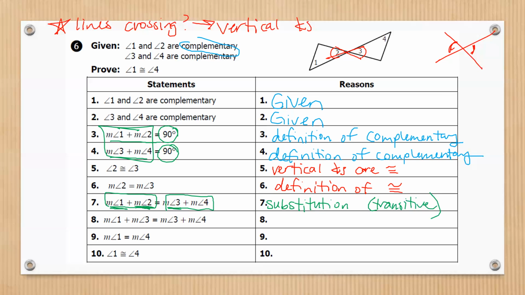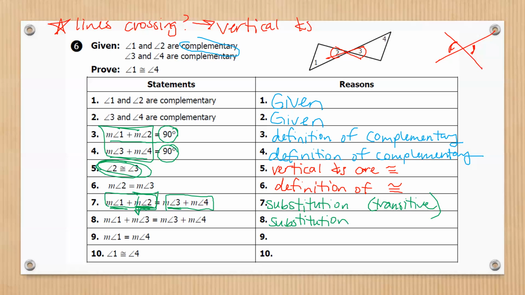All right, so now angle 1 plus angle 2 equals angle 3 plus angle 4. Angle 1 plus angle 3, where'd that come from? Remember, angle 2 equals angle 3. So I can take what angle 2 equals and replace it. So step 8 looks just like step 7, except I replaced the angle 2 with what it equals, angle 3. So there's your substitution again.